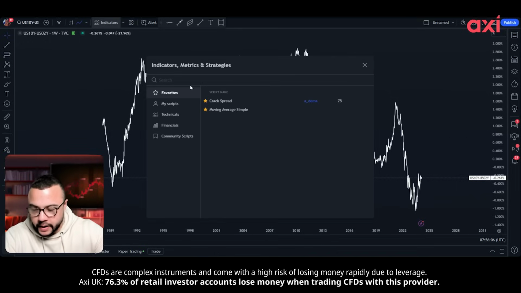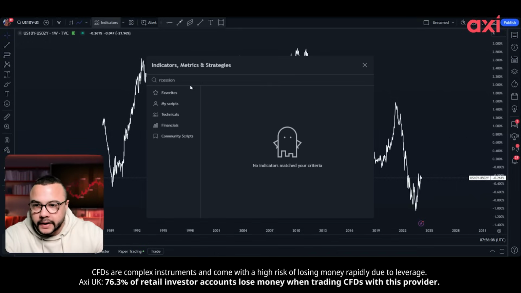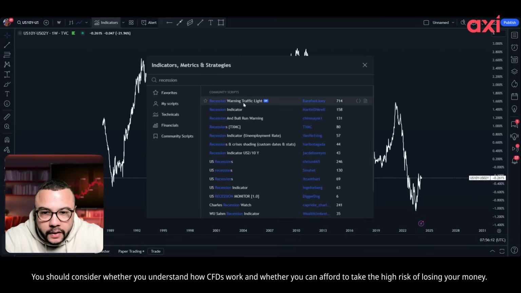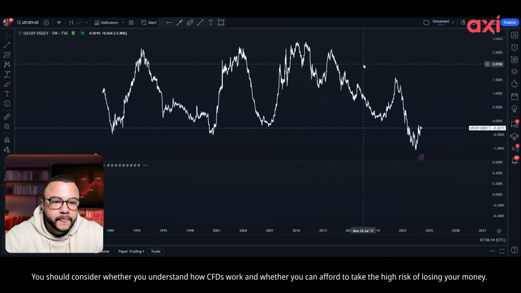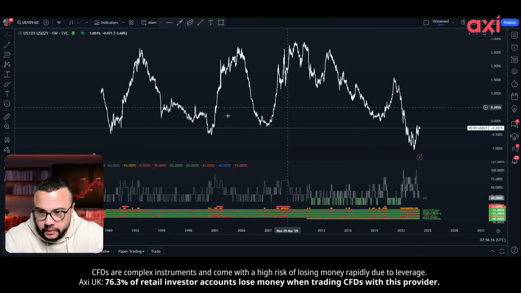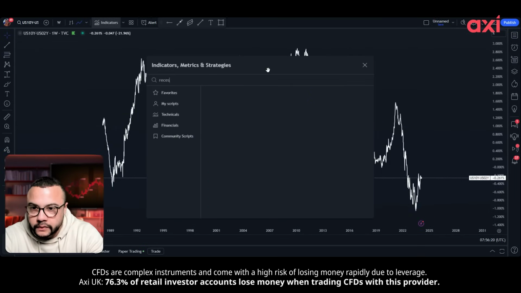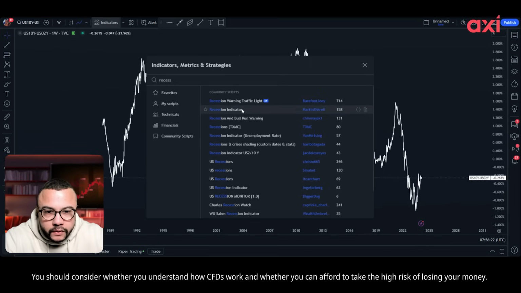But if we were to throw a recession indicator here, let me just type that better. Recession indicator. Let's try this one. Hopefully that one's good. Don't like that one. Let's try a different one. Recession. Let's try this one.